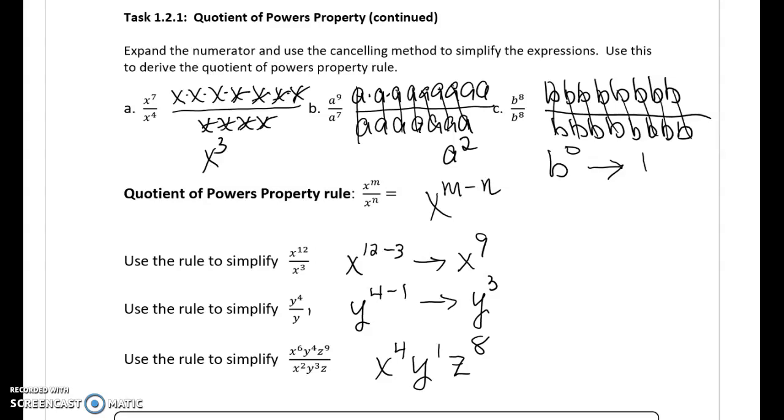Okay, so here we have y to the 4th divided by y to the 1st. So we apply that rule, you get y to the 4 minus 1 exponent, so y to the 3rd when it's all said and done. And again, remember we're applying the rule here to exponential expressions with like bases. Okay, so we do that with the x's, we get x to the 4th, the y's, y to the 1st, or just y, and here the z's, we get z to the 8th power.